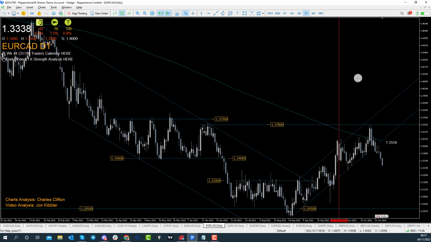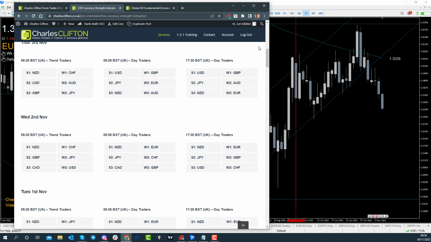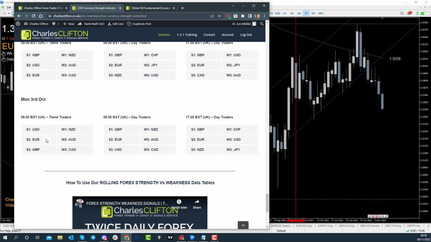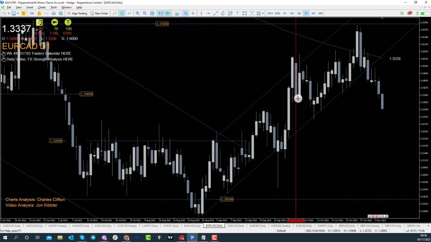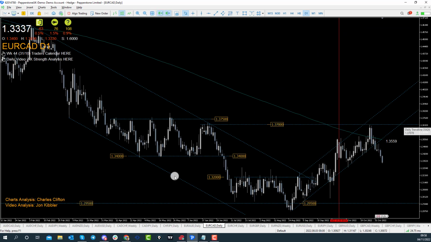So you can see here, again, I've got another red line, which happened to be the 3rd of October as well, which was actually suggesting to us, if I just go back down the page to the 3rd of October, you can actually see that Euro was on the strong side, CAD was on the weak side, which was again reflected on the day traders. And look what happened to price. Price was in a bullish channel, and it was telling us to be long at that point.